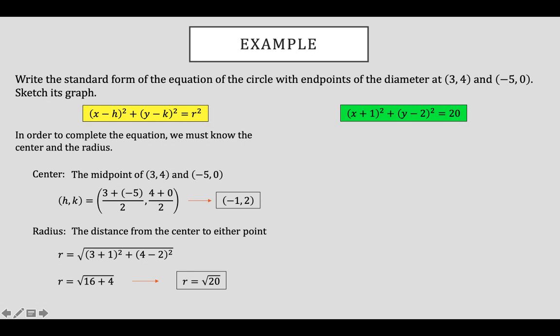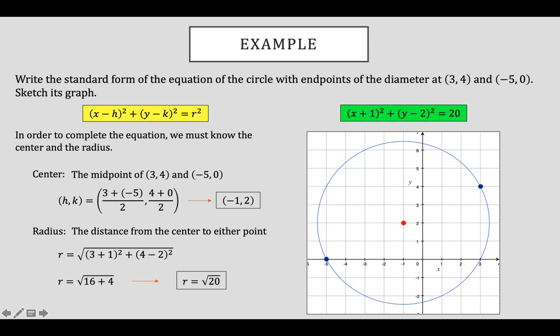Again, to sketch the graph, start by plotting the center. And in this case, we are going to go root 20 units to the right, up, left, and down from the center to plot those points. We could also use the endpoints of diameter, as they're shown in this case, to help us out.